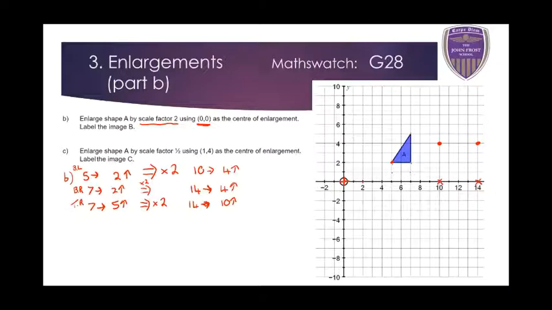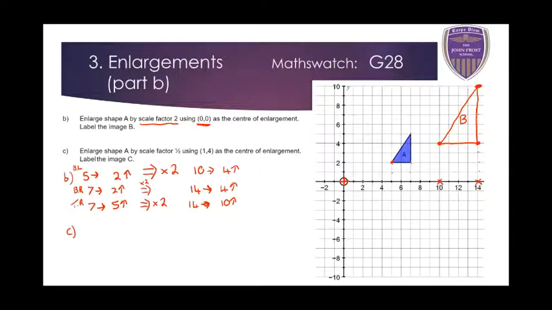So start at 0, 0, go across 14, and then we're going to go up 10. So 1, 2, 3, 4, 5, 6, 7, 8, 9, 10. There's my final point, and then I can just connect the dots to make my new enlarged triangle. Okay, I'm going to call this shape B. All right, job done. Now for part C, now we're enlarging the shape A by a scale factor of 1/2.